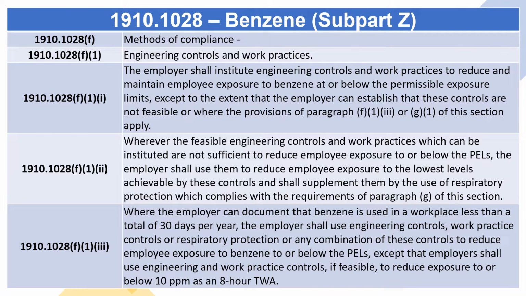Wherever the feasible engineering controls and work practices which can be instituted are not sufficient to reduce employee exposure to or below the PELs, the employer shall use them to reduce employee exposure to the lowest levels achievable by these controls and shall supplement them by the use of respiratory protection which complies with the requirements of paragraph (g) of this section. Where the employer can document that benzene is used in a workplace less than a total of 30 days per year, the employer shall use engineering controls, work practice controls, or respiratory protection or any combination of these controls to reduce employee exposure to benzene to or below the PELs, except that employers shall use engineering and work practice controls, if feasible, to reduce exposure to or below 10 ppm as an 8-hour TWA.